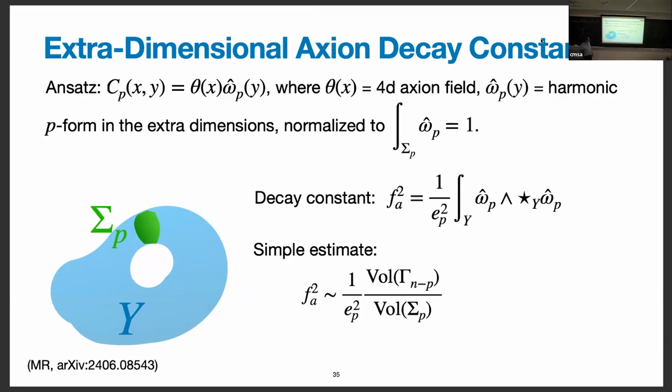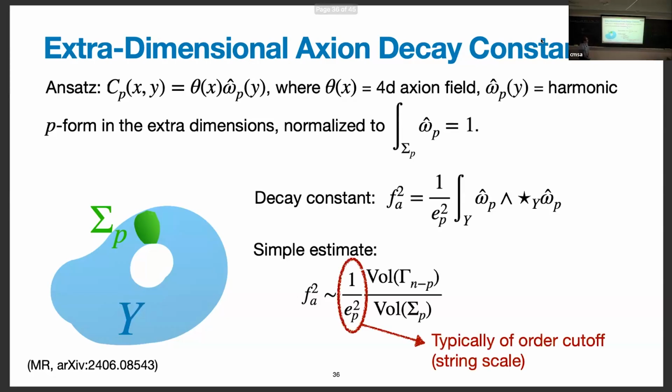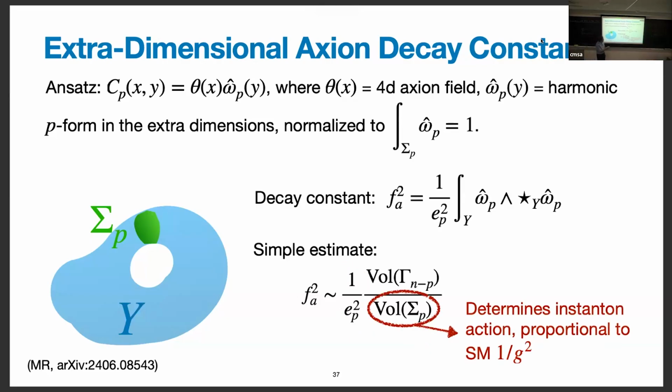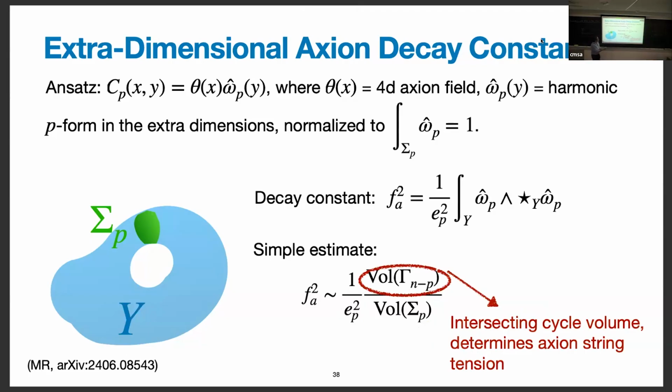But a hand-wavy estimate is that because of the way we've normalized this thing to integrate to 1, we should get something like 1 over the volume of the cycle we integrate over to get the axion, multiplied by the volume of a complementary cycle that intersects it. Yeah, this is fairly hand-wavy, and there's a coupling constant in front. In the string theory constructions, this is of order the UV scale, like the string scale. This volume that we integrate over to get the axion is proportional to the gauge coupling in the standard model, which also comes from integrating over the same volume. And this other volume is something that you can wrap a brane on to get an axion string in 4D. And so the size of this is related to an axion string tension.